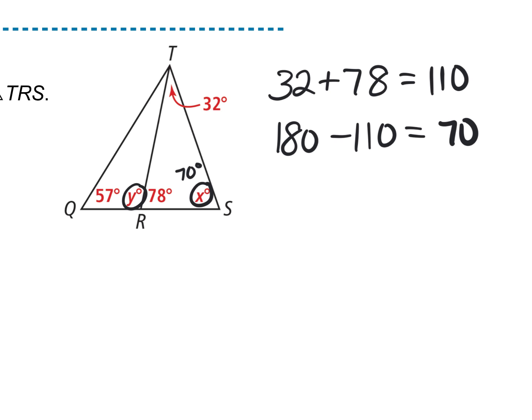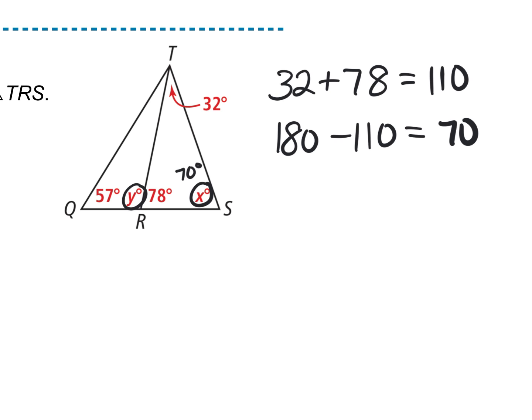Now, usually when you find a variable, it will help you find the other one. Is that the case in this one? No, okay? X, that's great that I found it, but it doesn't help me find y. So we kind of have to start all over to find y. Can I find y easily, quickly? How? Subtract 180 from 78.